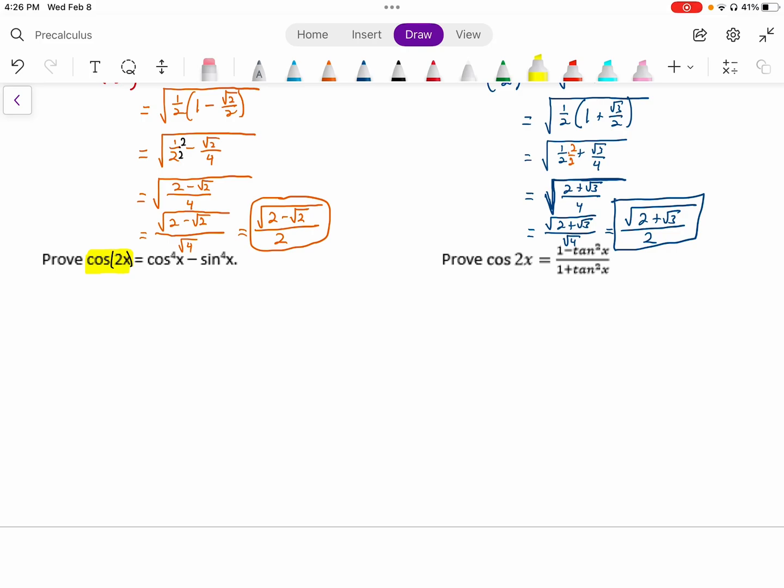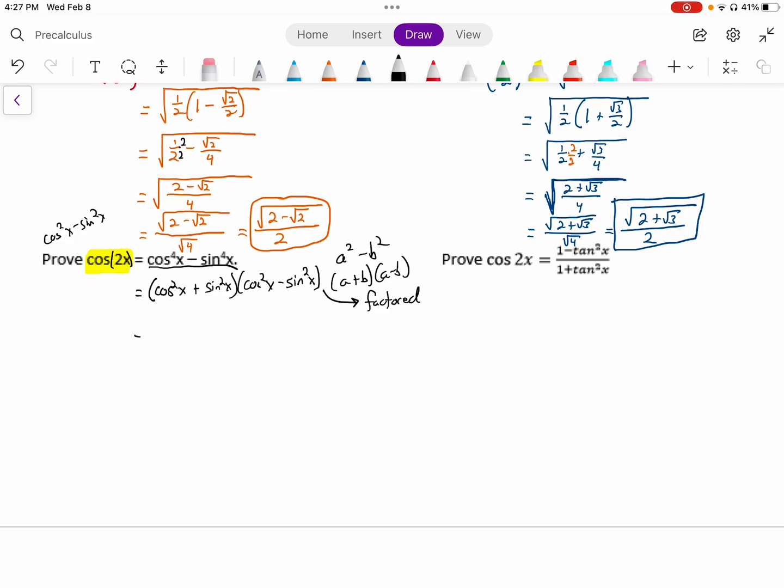Well, cosine to the fourth x minus sine to the fourth x. We know cosine of 2x, as I just mentioned, is actually cosine squared x minus sine squared x, which looks kind of like this. And we can do a difference of squares. If we remember a squared minus b squared factors into a plus b times a minus b, and this fits that form. So we can factor this into cosine squared x plus sine squared x times cosine squared x minus sine squared x. And so what we did there is we factored.